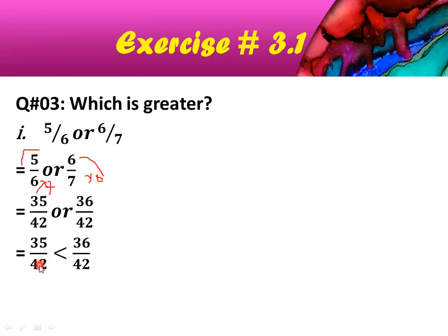Okay, now this is not your answer. I'm repeating again, this is not your answer. Why is this not your answer? Because in the question they are asking you about 5 upon 6 or 6 upon 7. We are doing this just for our convenience, but the answer should be in terms of 5 upon 6 or 6 upon 7. So after making the common denominator, we get that 6 upon 7 is greater than 5 upon 6. You must write this step here, that 6 upon 7 is greater than 5 upon 6. If you do not write this step, you will get 0 marks.